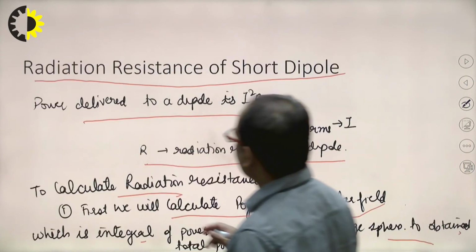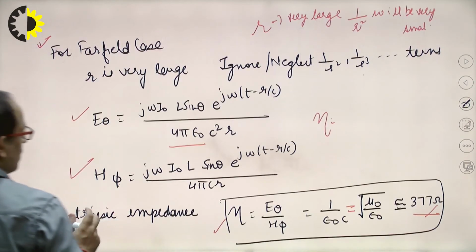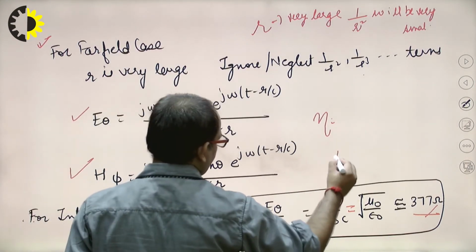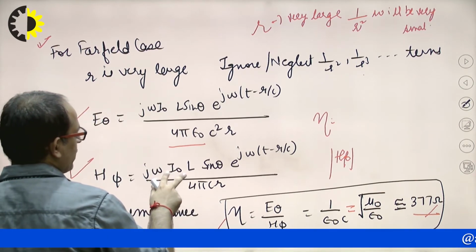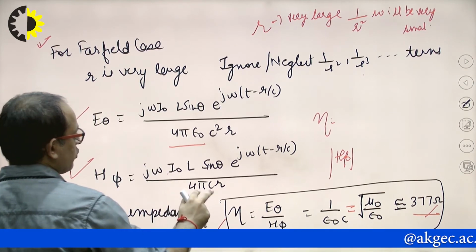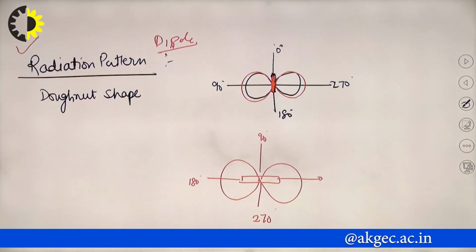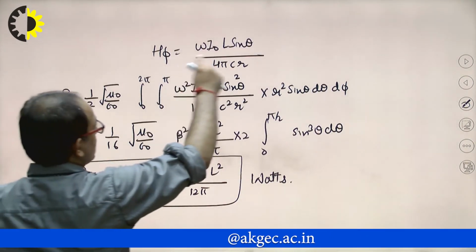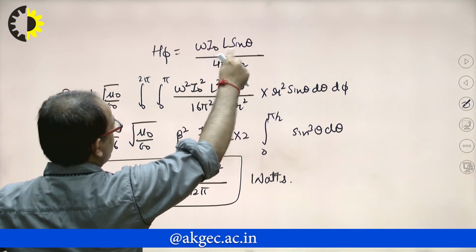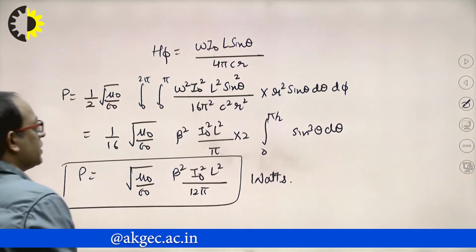So put the value of H phi. You know what the real part of H phi will be, that will be equal to omega times I naught L divided by 4 pi C R times sin theta. Just put this value, H phi equals omega times I naught L sin theta upon 4 pi C R.